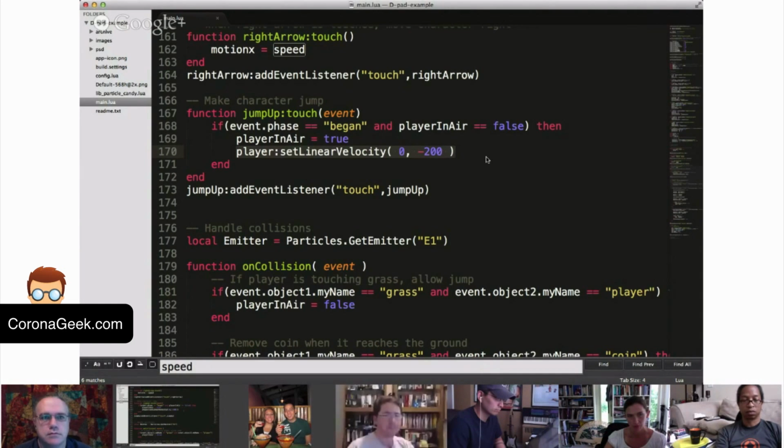Okay, so I got you. Set linear velocity really sounds like physics. You're using the physics engine to push off. So that makes sense: you're just saying, hey, I'm going to push you in this direction, and whatever happens after that is just physics, right?